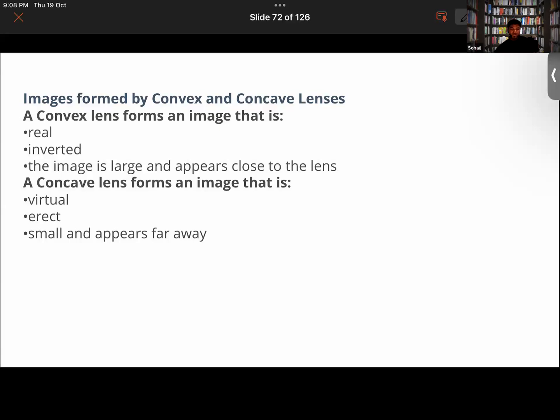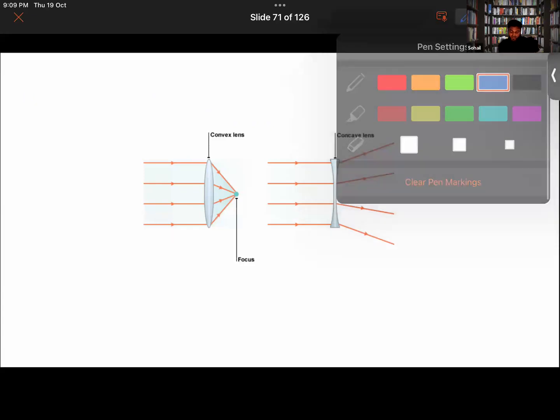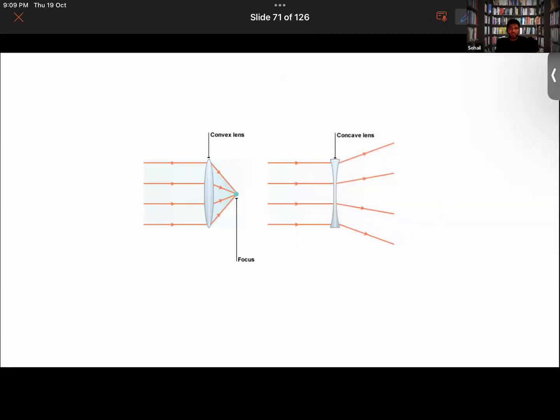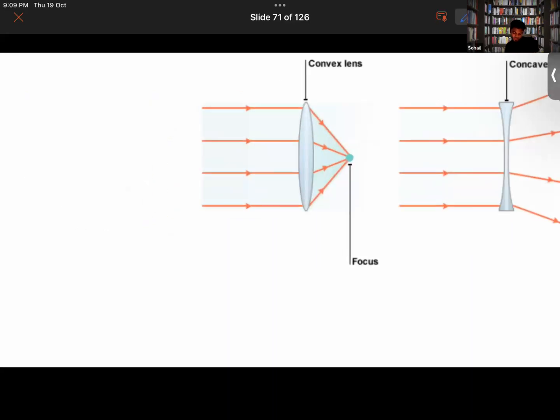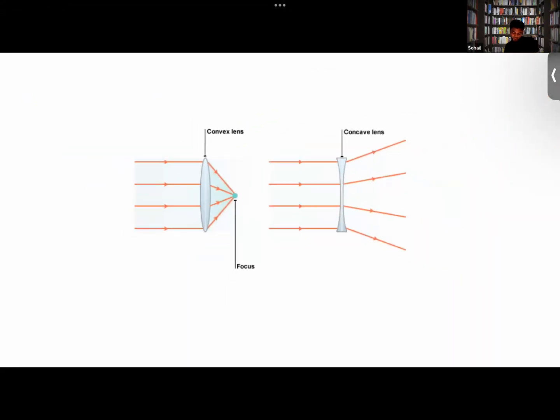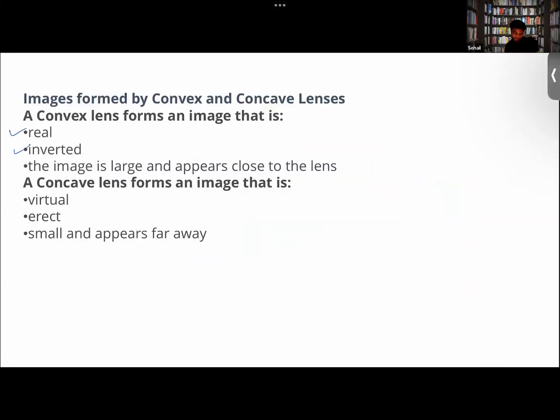And what is the nature of the image formed by it? The image formed by it will be real, inverted, and large, and it appears close to the lens. Thereby, magnifying glasses are used to get a magnified view of an object, because it forms a magnified view of the object. Getting it? Yes, sir. Okay, you just need to remember the points.